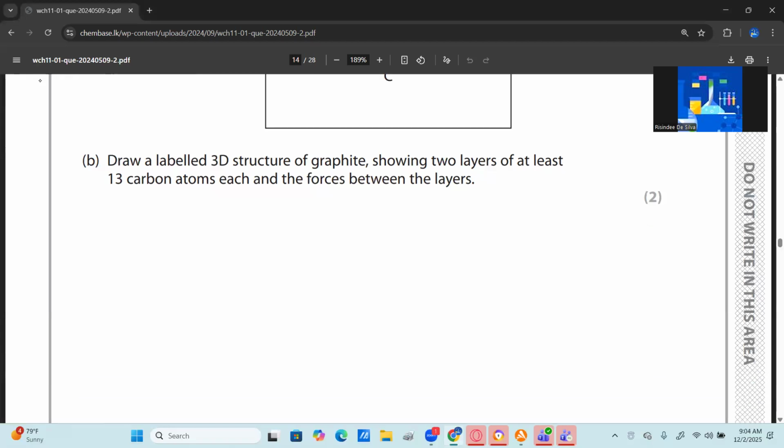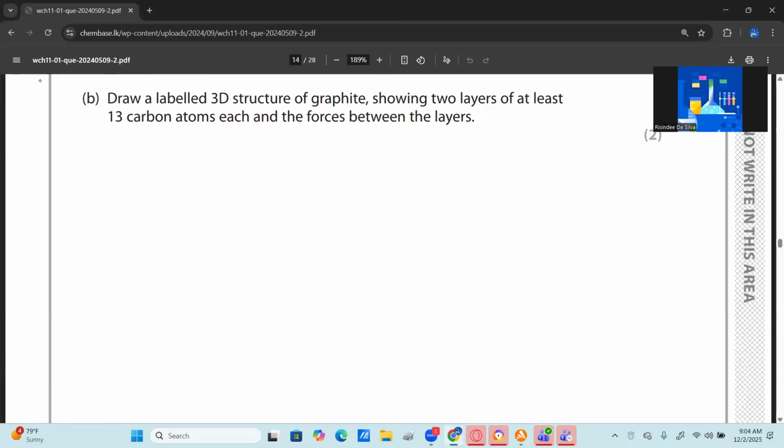Draw a labelled 3D structure of graphite showing 2 layers. So we know, children, the structure of graphite. It has a hexagonal structure.